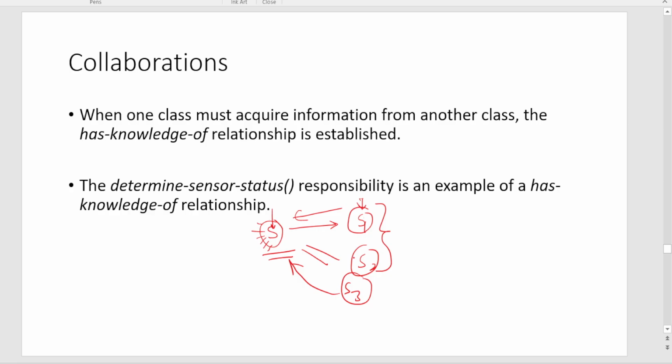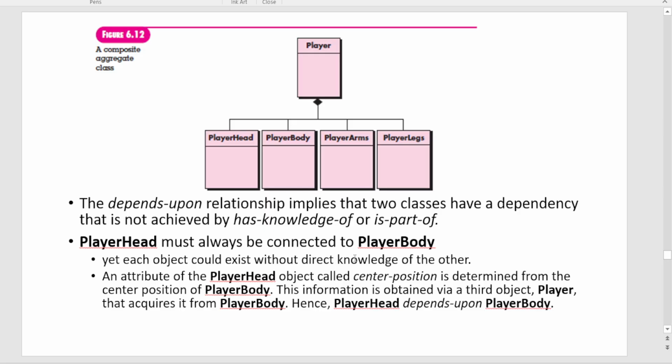Okay. Likewise, you want to understand the last relationship. The depends on relationship implies the two classes have a dependency that is not achieved through has knowledge of and is part of. Okay, so this is what it means.